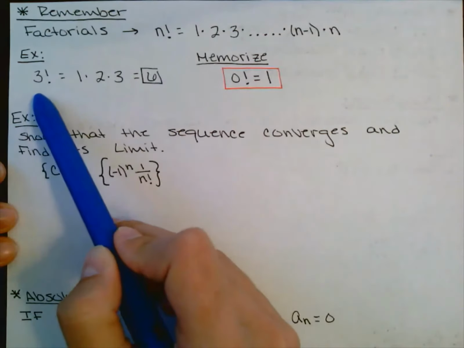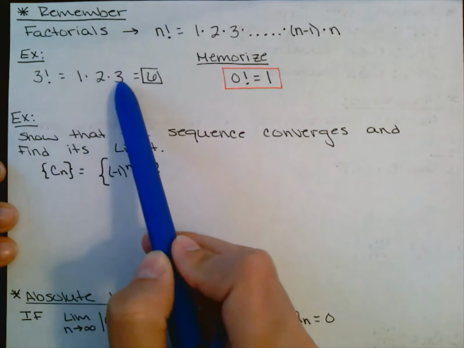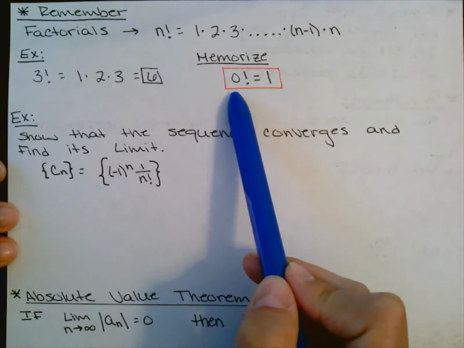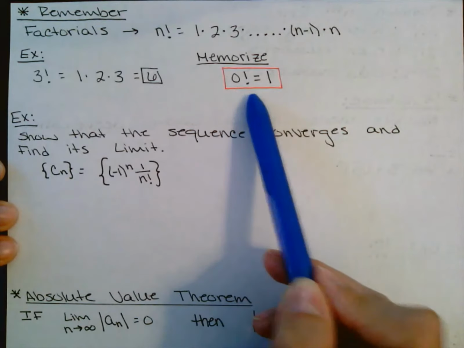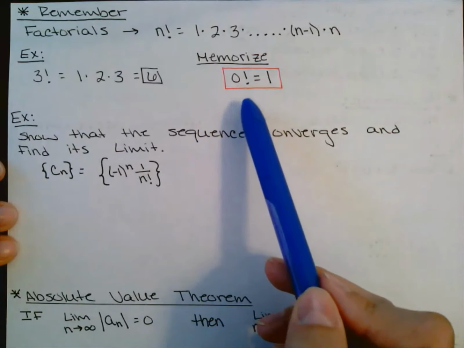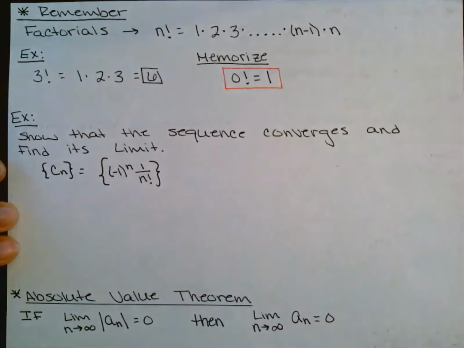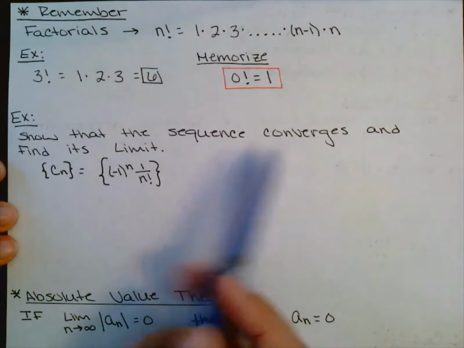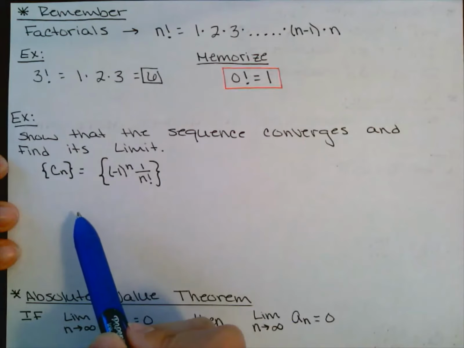So for example, if I say 3 factorial, I'm just multiplying every number up to 3. 1 times 2 times 3, which gives me 6, okay? One to have memorized, I won't bore you with the theorem, is 0 factorial equals 1. Make sure to have that memorized, okay? So if I look at this next one, it says, show that the sequence converges and find its limit, okay?